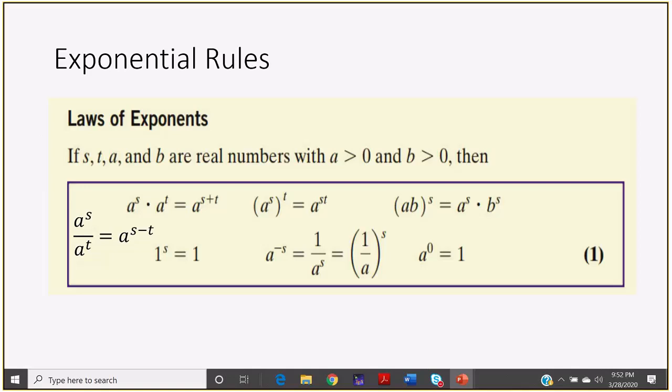So some of the other less famous ones are that if I'm taking an exponential and I'm putting that in parentheses and taking it to a power, that's the same thing as multiplying those powers.